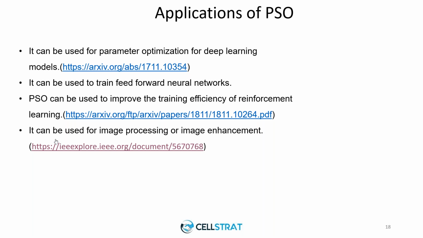Another interesting area is the use of PSO in image enhancement. If you want to improve the characteristics of an image, say pixels, it can also be thought of as an optimization problem, and you can use PSO for that. So these are a few of the applications of PSO, and you can go through these papers to understand in depth how it has been used or deployed in various domains like deep learning, reinforcement learning, or image processing.